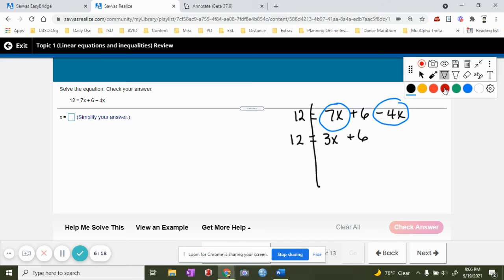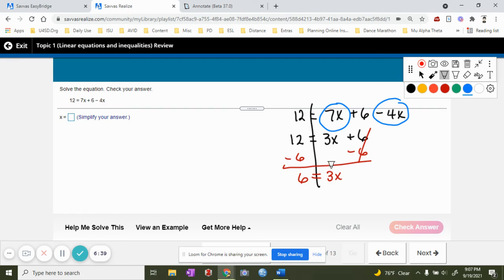Step 2, undo your constants. So my constant here is plus 6. I am going to undo adding 6 by subtracting 6 from both sides. And we get 12 minus 6 equals 6, and 3x remains.